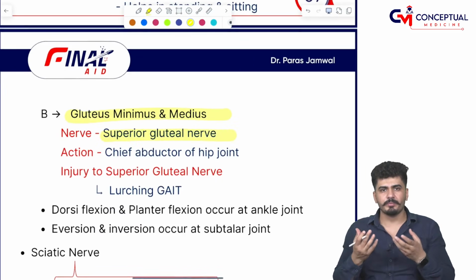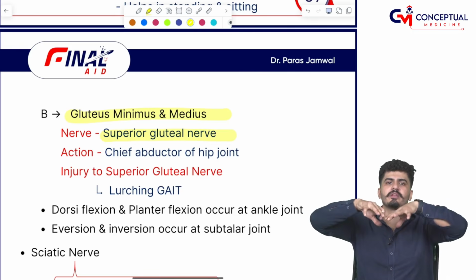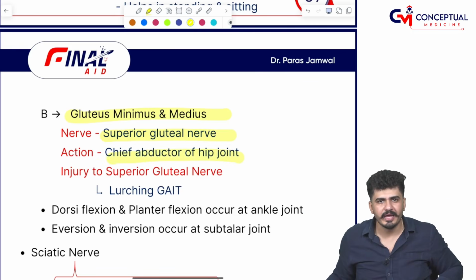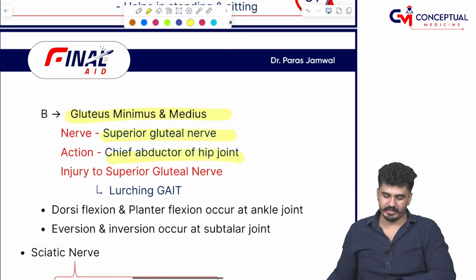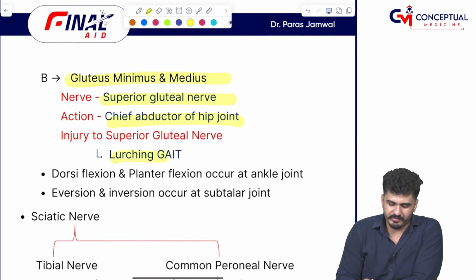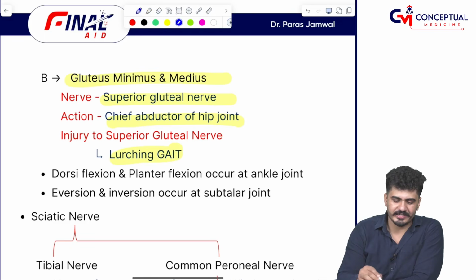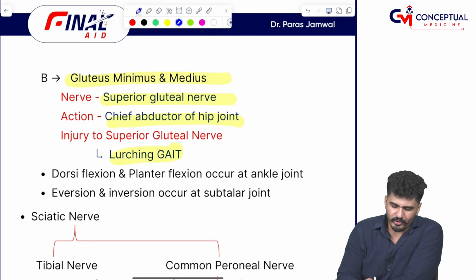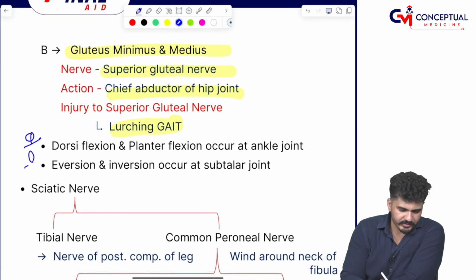The gluteus medius and minimus are supplied by the superior gluteal nerve, and these are the chief abductors of the hip joint. Now if injury to the superior gluteal nerve happens, the person will walk with a lurching gait. The man walks limping like this, cannot abduct, and drags himself along. So remember now, two one-liners you have to remember.